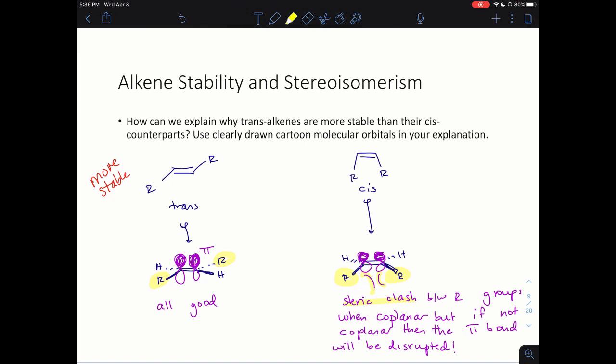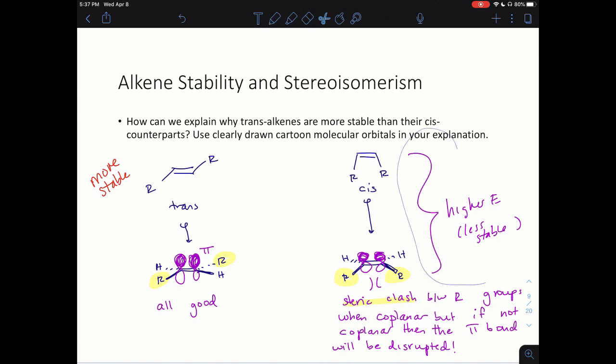And this will occur anytime those groups are coplanar. And of course, if the two R groups try to move in space to not be coplanar, then that's going to disrupt the pi bond, because you have to have these p orbitals aligned in order to have a full pi bond. So that steric clash where the molecule is penalized either by the R groups overlapping in space, or if it rotates to deal with that, then the pi bond isn't a full overlap interaction anymore. That causes this isomer to be higher energy or less stable than the trans isomer.